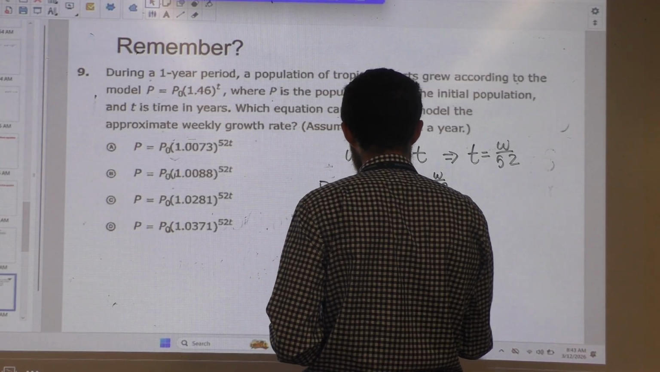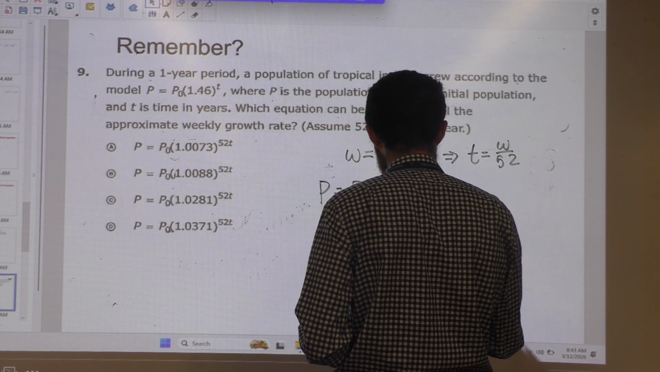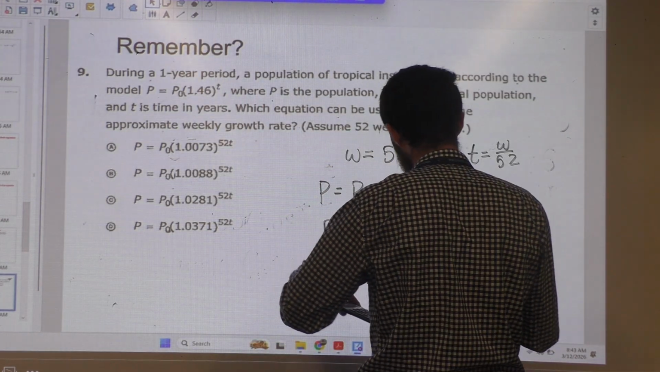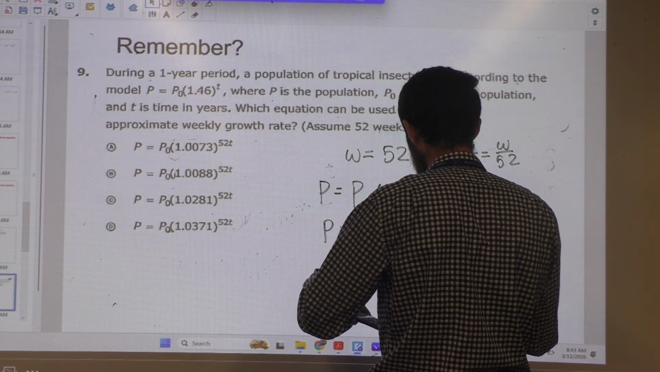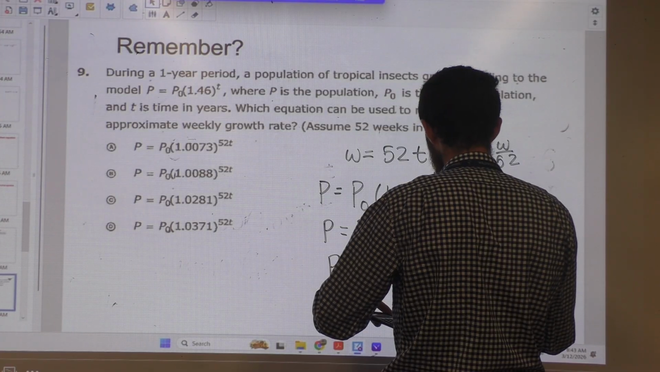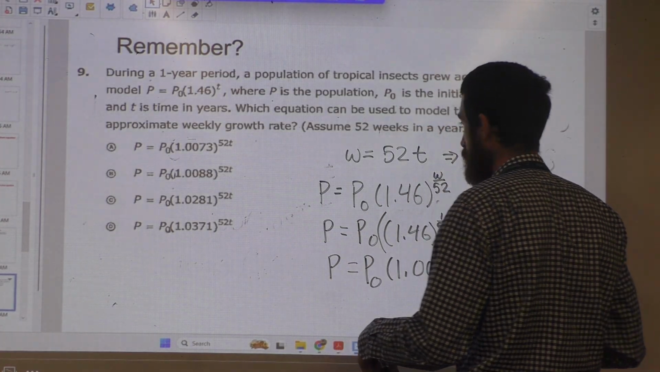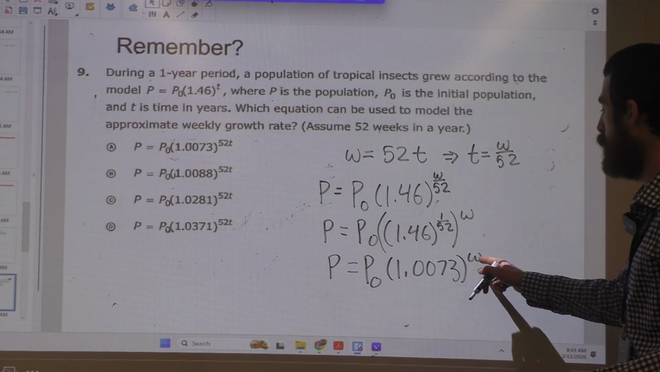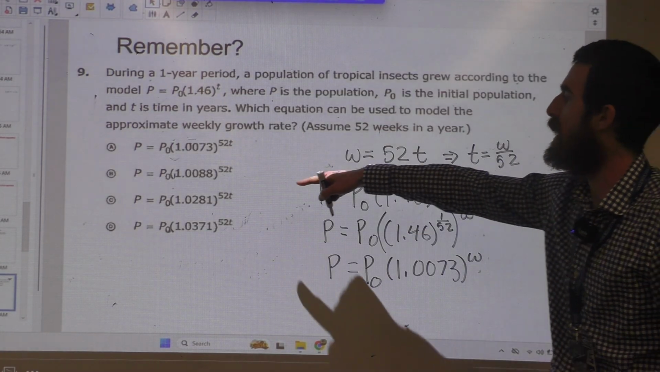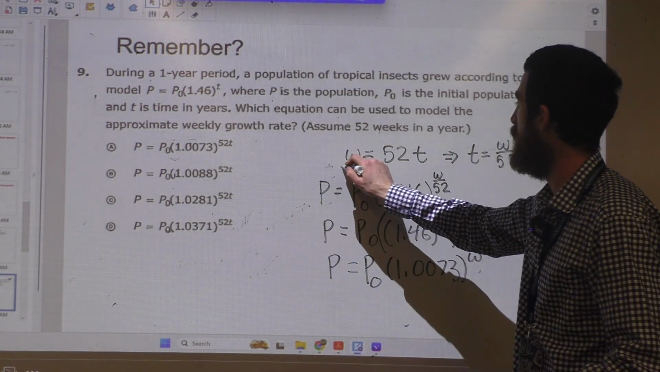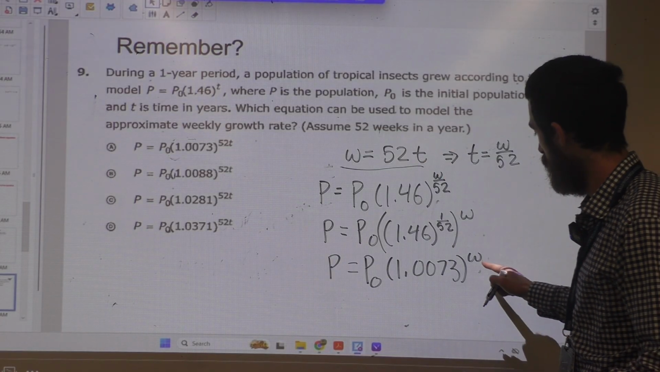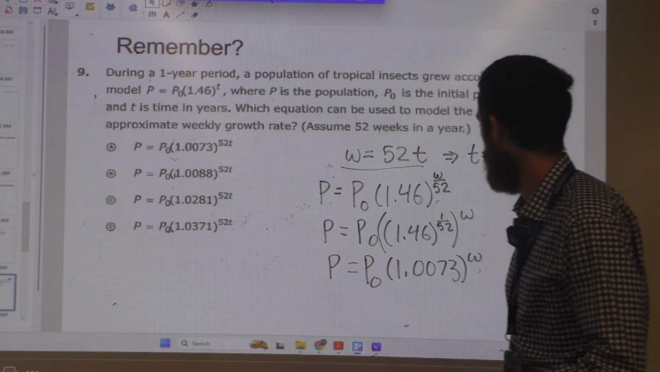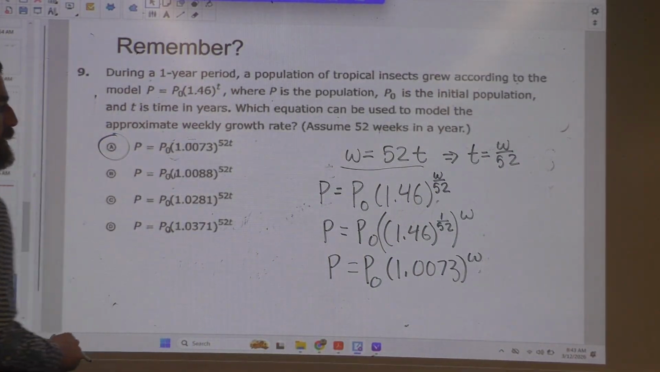This would depend on what they gave me in the multiple choice. I still think it makes sense to start out with that substitution to get the 1 over 52 out of it. 1.0073 to the W. I might have looked for that. I think it's a more useful equation if I want to know per week. But what we notice in the answer choices is they all still have 52t. Now that's okay, because W is equal to 52t. So by comparison, I see that A is correct.